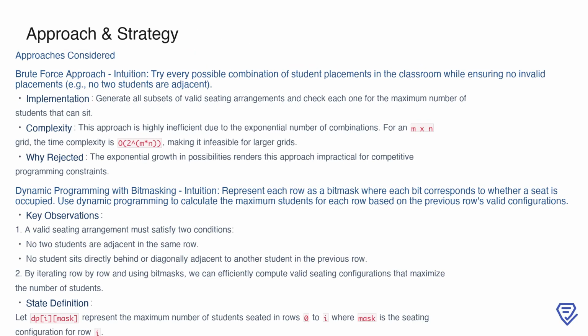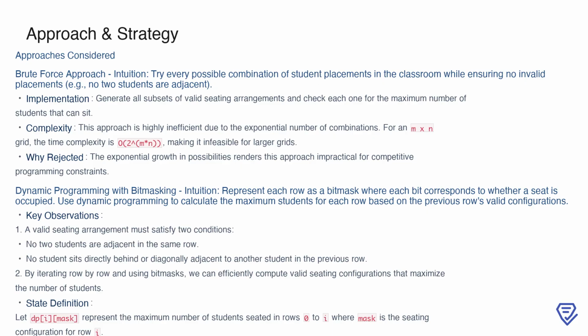To tackle this problem, we first need to consider the possible approaches. One straightforward idea is the brute force approach. The intuition here is to try every possible combination of student placements in the classroom while ensuring no invalid arrangements, such as 2 students being adjacent. To implement this, we generate all subsets of valid seating arrangements and check each one to determine the maximum number of students that can sit.